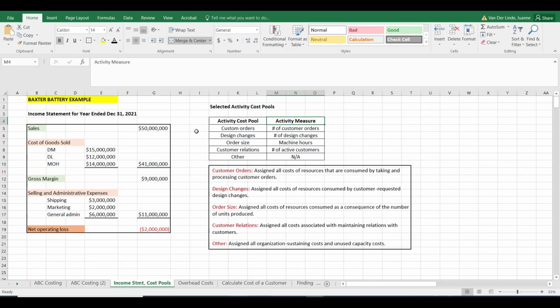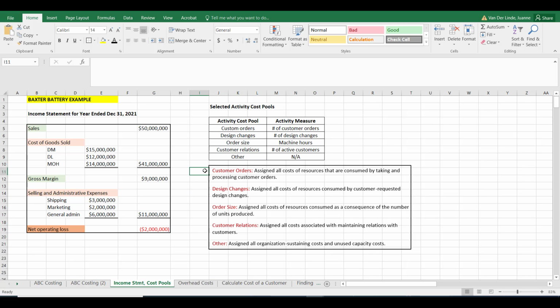So what we're essentially trying to do is figure out how much of all of this overhead that we're looking at, how much of the overhead under this ABC system is being caused or being brought about because of custom orders or because of design changes or because of orders being different sizes or due to customer relations or other. So what we want to do here is take all the overhead under the system, divvy it up between these different cost buckets, and then use the allocation base for each cost bucket to find the activity rate for each activity cost pool. So here, these are the activity cost pools that they've chosen.